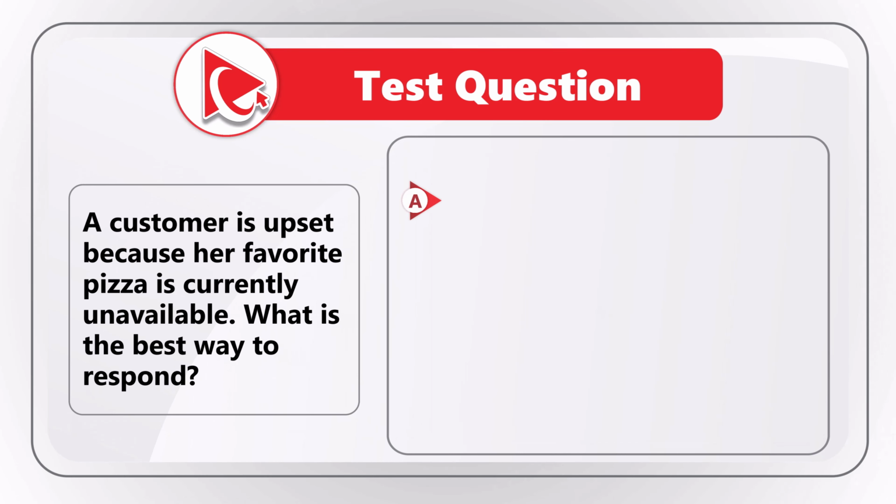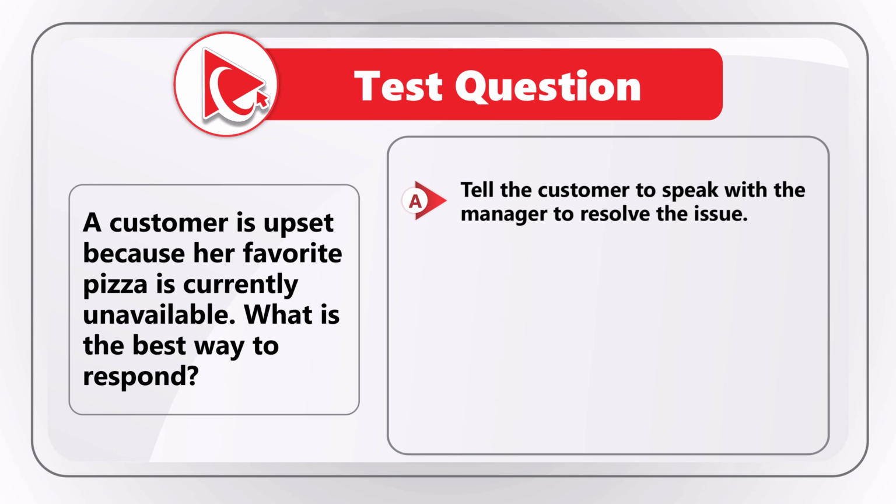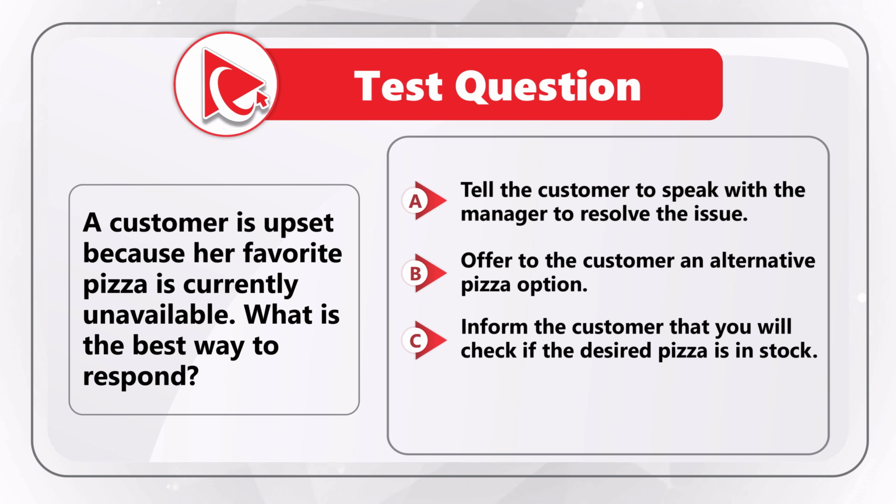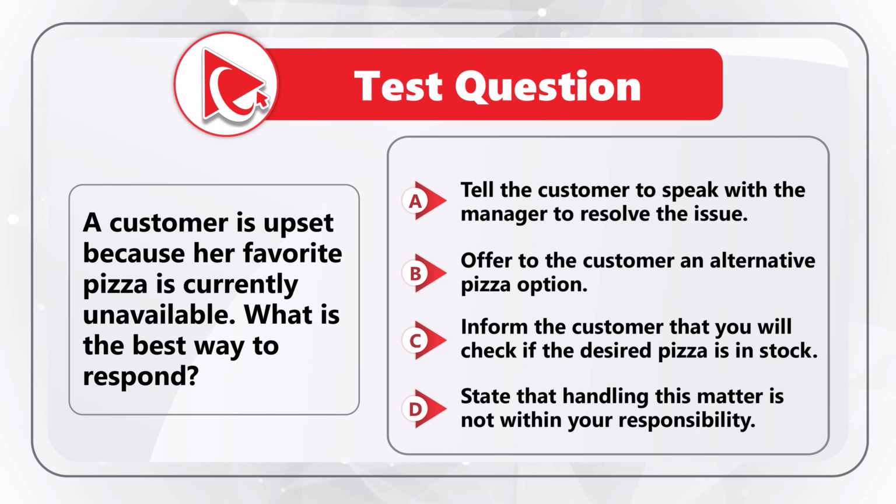Choice A: tell the customer to speak with the manager to resolve the issue. Choice B: offer the customer an alternative pizza option. Choice C: inform the customer that you will check if the desired pizza is in stock. And last but not least, choice D: state that handling this matter is not within your responsibility.